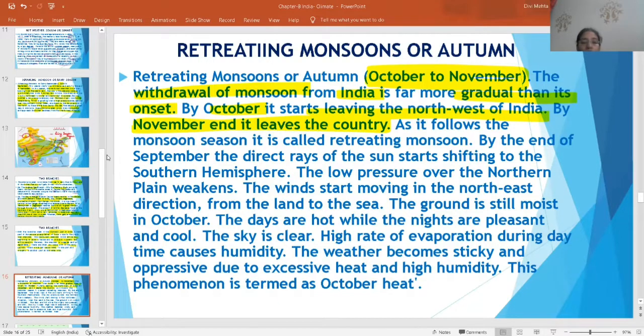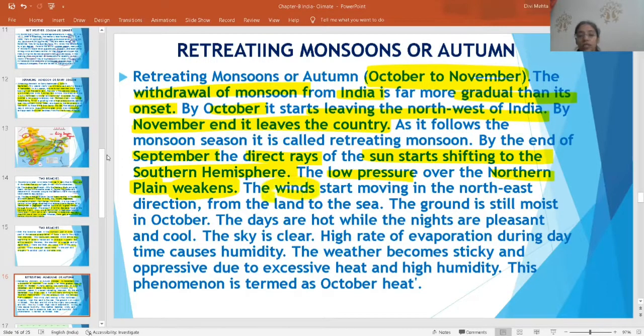By the end of September, the direct rays of the sun start shifting to the southern hemisphere. Earlier, direct rays of the sun, meaning slanting rays of the sun, were coming to the northern part. Now the direct rays are coming to the southern hemisphere. So the low pressure area in the northern plains weakens.